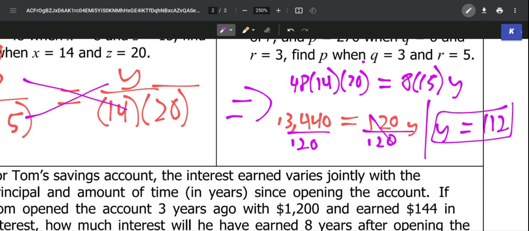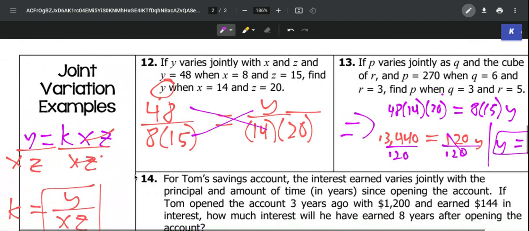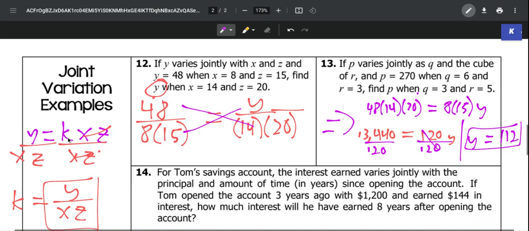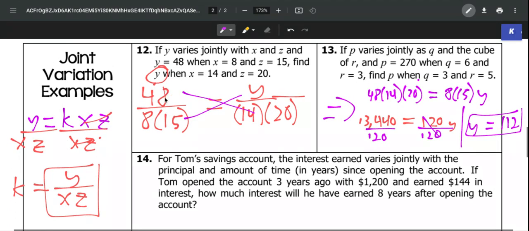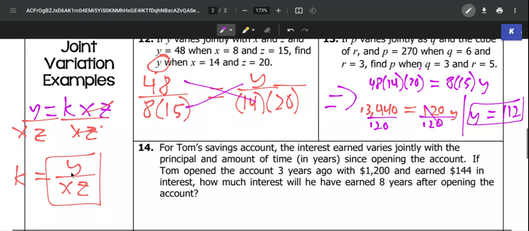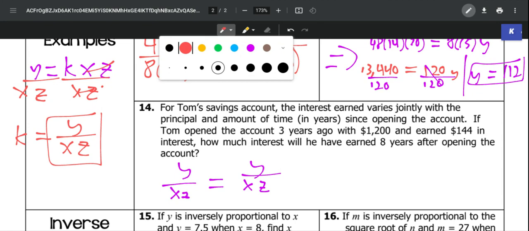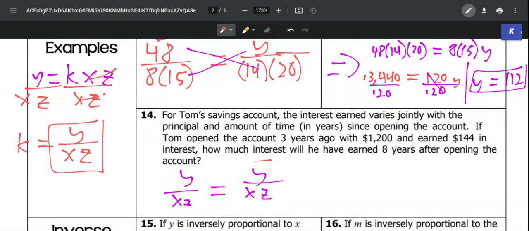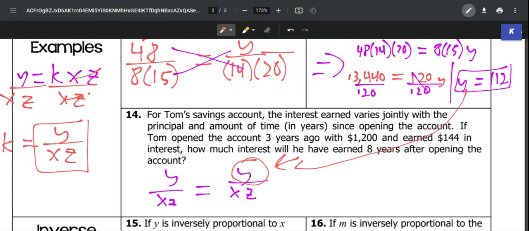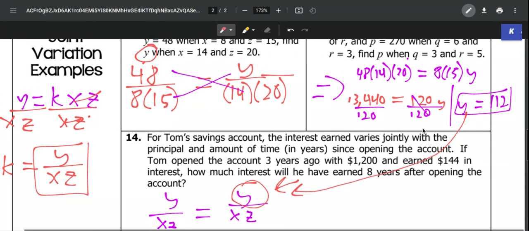So y is equal to 112, and essentially all we did there was take what we know about our general joint variation equation, and we set that equal to our constant. And once we set that equal to our constant, now we know that we can set up a proportion with y over xz, and we're just essentially saying y over xz is equal to y over xz. And the only thing we didn't know that wasn't given to us in the problem was this y here. So that's what we found. So now we know that this y is equal to 112. So our answer here is 112.